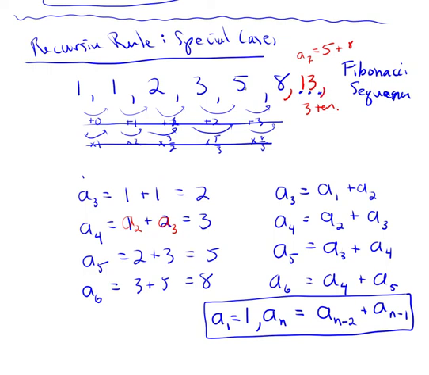Then it might be easier just to use these. When you do that, you're using that recursive rule: 8 plus 13. 8 is the two terms before and 13 is the one before, to get the eighth term of 21. And the ninth term, a sub 9, would be the seventh term plus the eighth term, so 13 plus 21 is 34. And so on and so forth.